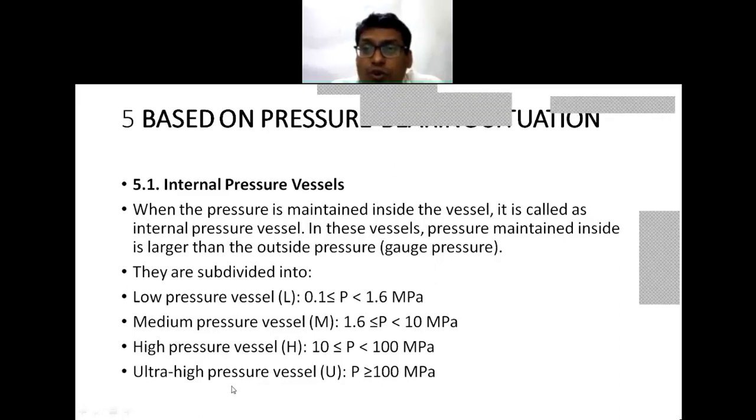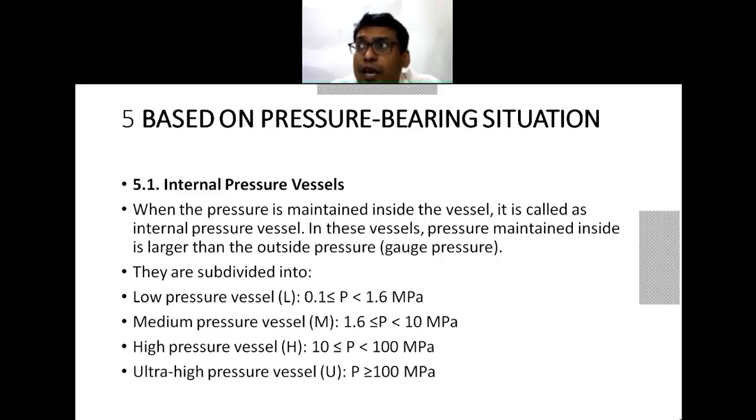In the previous class, we talked about Division 1, Division 2, Division 3 of the ASME BPV code, that is the American Society of Mechanical Engineers, Boiler and Pressure Vessel Code. We take Division 1 for low pressure vessels, Division 2 for medium and high pressure vessels, and for ultra high pressure vessels you will require the specifically designed Division 3.